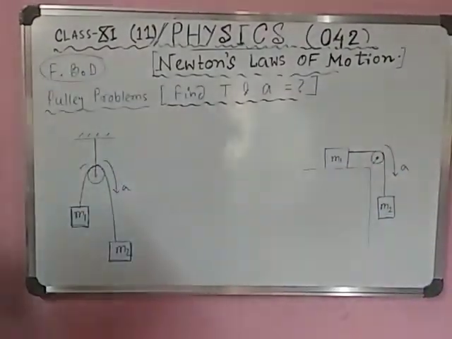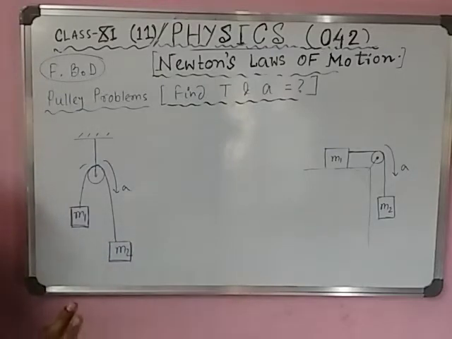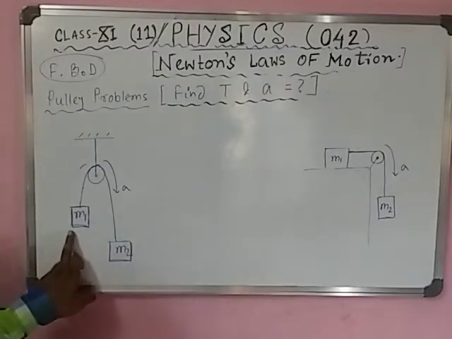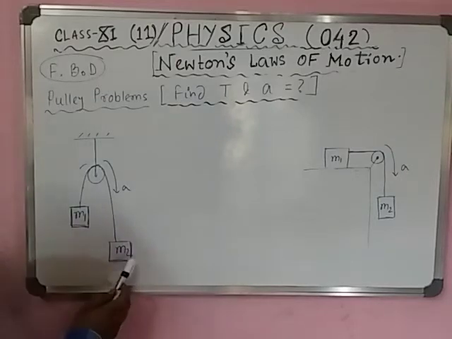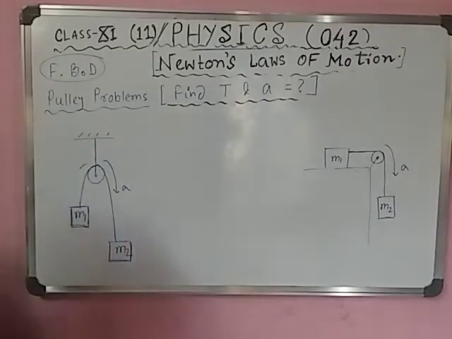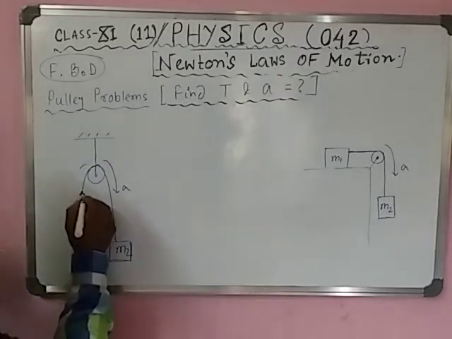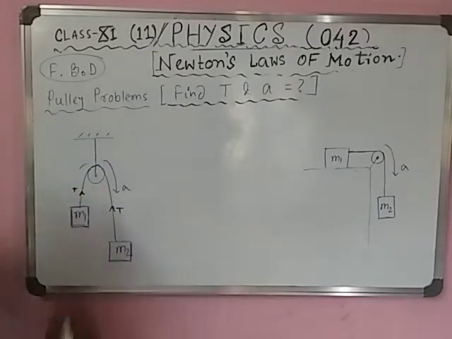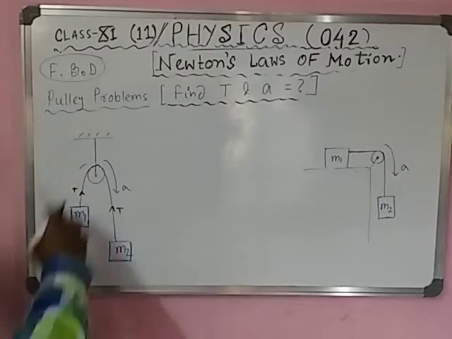Our first problem, this is the first pulley problem. It's a basic common pulley problem. See, here two masses m1 and m2. Suppose mass m2 is greater than m1, so acceleration is in this direction. And student, one more thing, suppose there is only a single string. Single string means the same tension T will act.